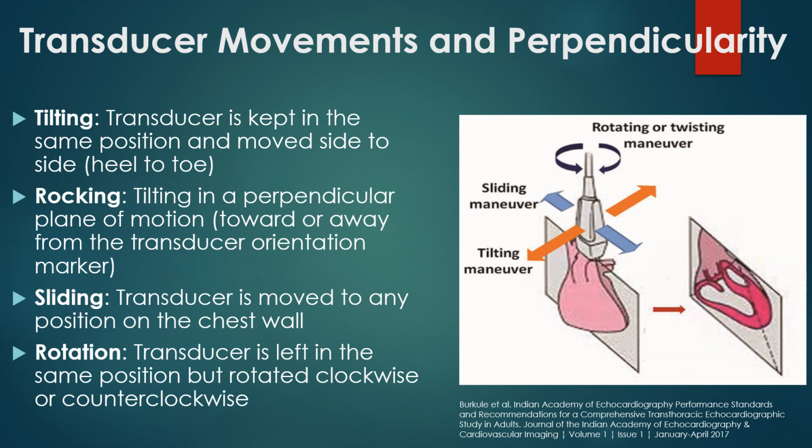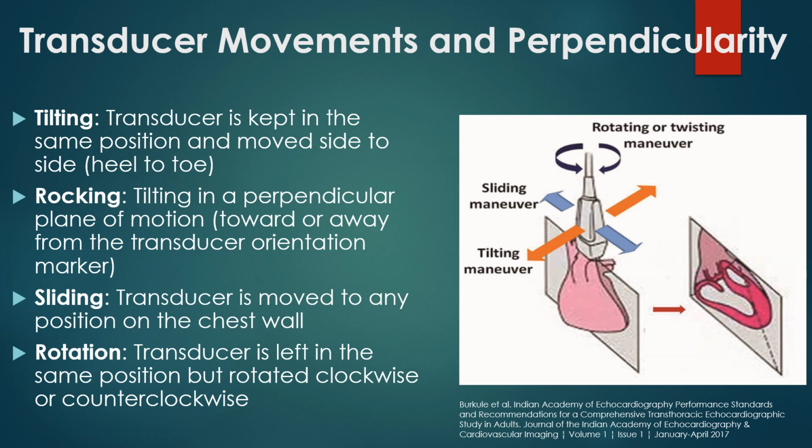Pretty much the transducer is kept in the same place on the chest and moves in a cephalad or caudal direction. Sliding: the transducer is moved to any position on the chest wall. It's also known as translation. The transducer is moved on the chest to any position to obtain the best window, in any direction. For instance, sliding the transducer from parasternal to apical area. I think they call it dropping off the cliff when you're going from parasternal short axis to apical four chamber. And then finally, rotation.